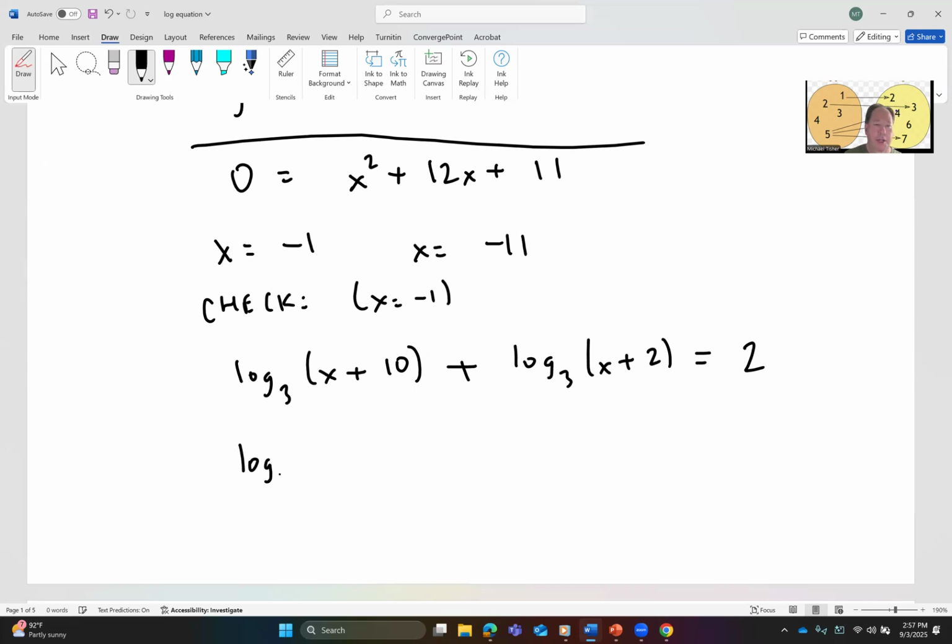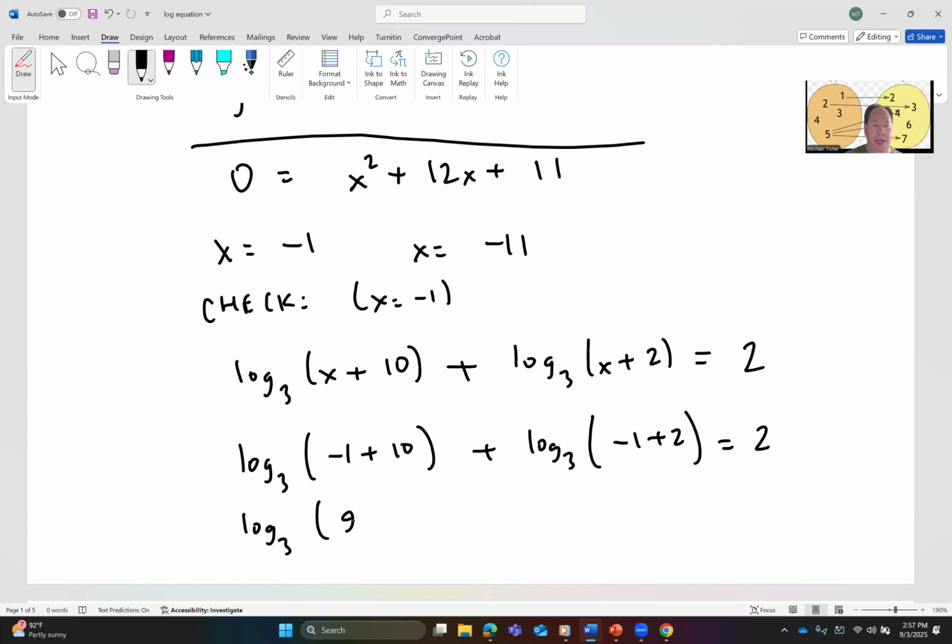So by putting that in, I have log to the base 3 of -1 plus 10 plus log to the base 3 of -1 plus 2 equals 2. All right, continuing, we have log to the base 3 of -1 plus 10 is 9, plus log to the base 3 of -1 plus 2 is 1, equals 2.